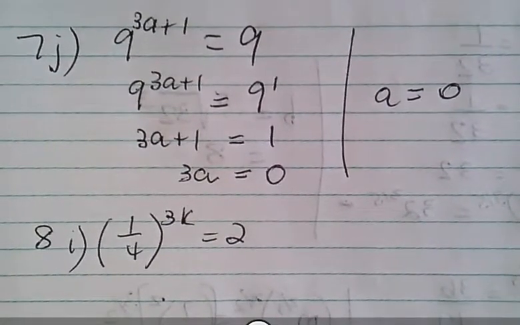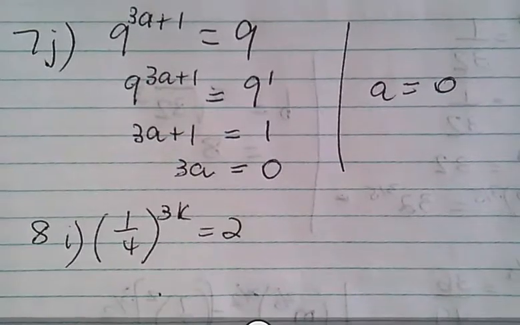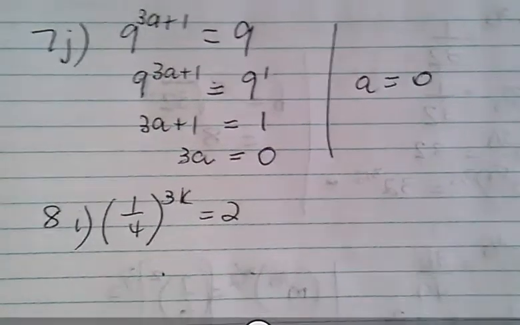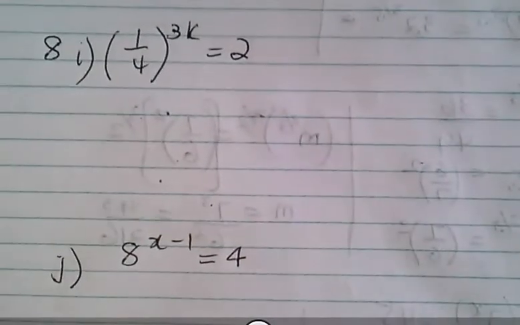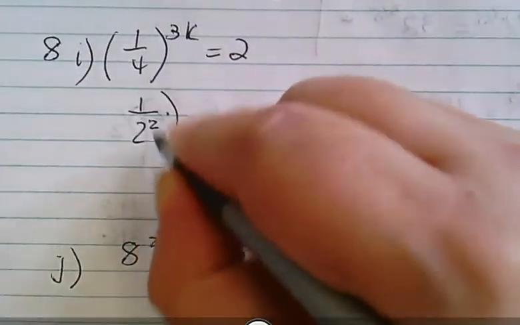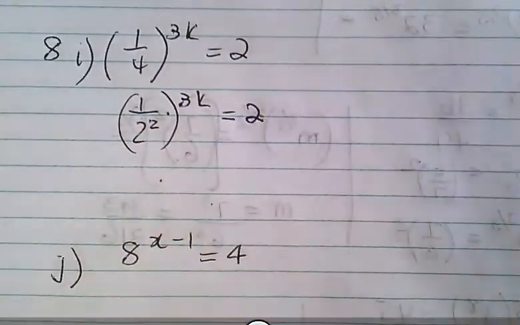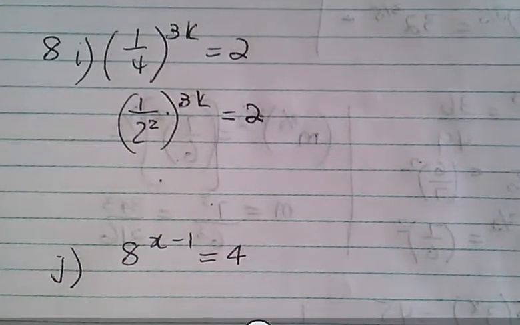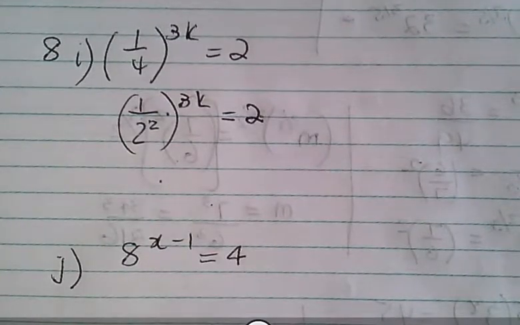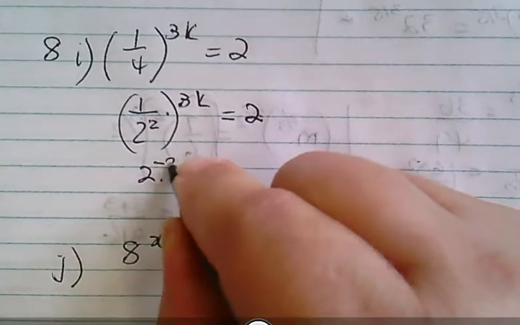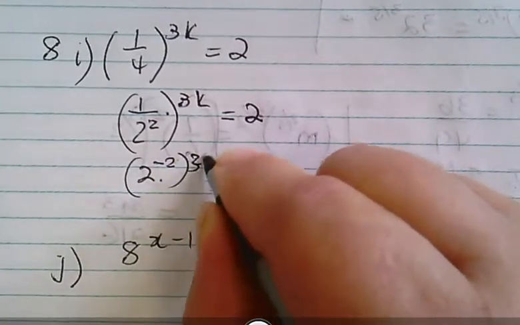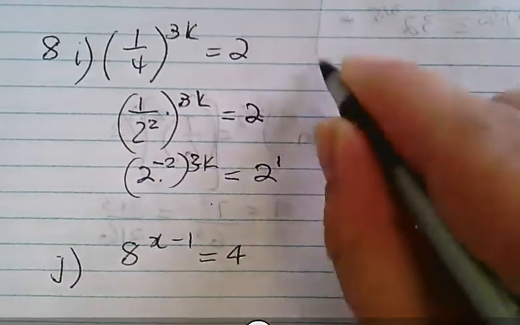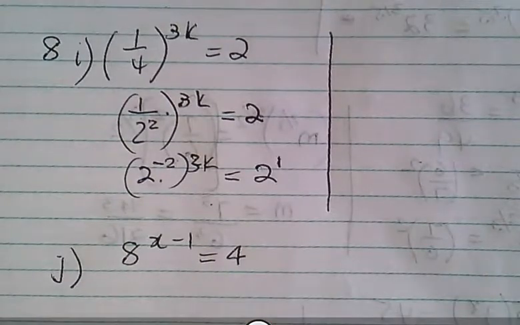What do you think you want to do? You need the same bases, so you need to change this 4 into what? 2 squared to the power of 3k equals 2. Look, you could write that as 2 to the power of negative 2 if you want, because 1 over 2 squared is 2 to the power of negative 2, to the power of 3k. Do you know why I'm doing this? Because I want to be able to have both base 2s on the left and the right hand side.